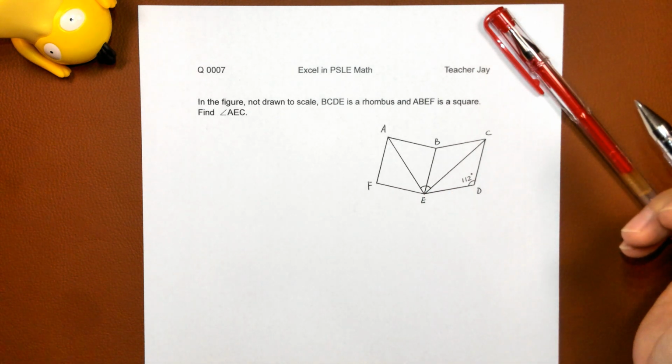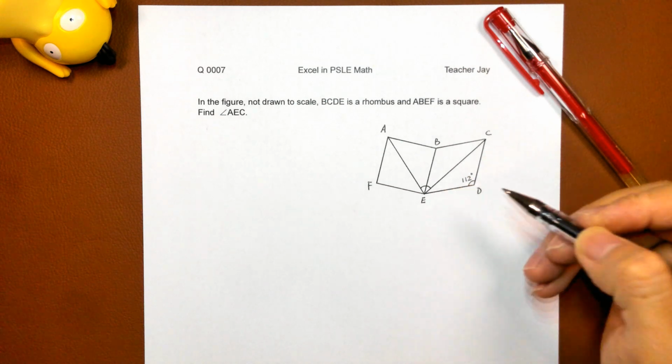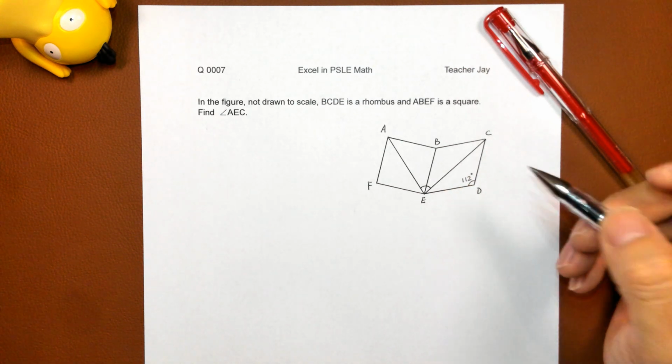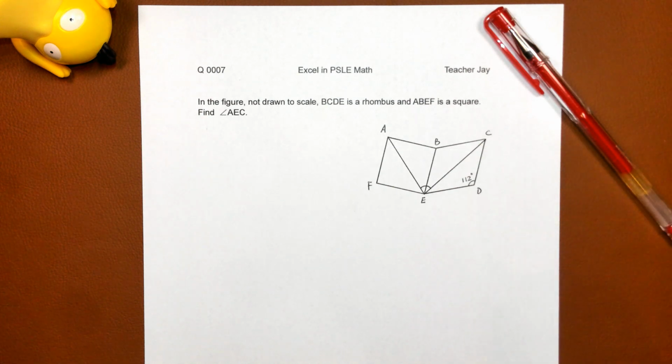We can see AE and CE are diagonals of the square and the rhombus respectively, and these two diagonals can divide these two figures into equal portions, two equal portions.